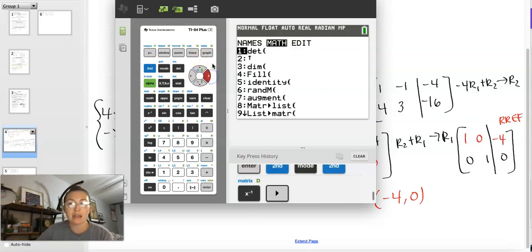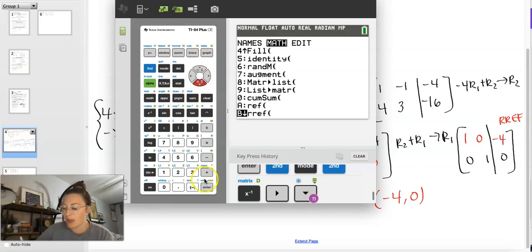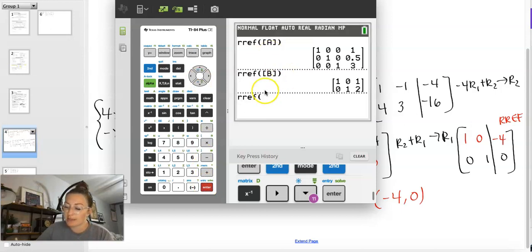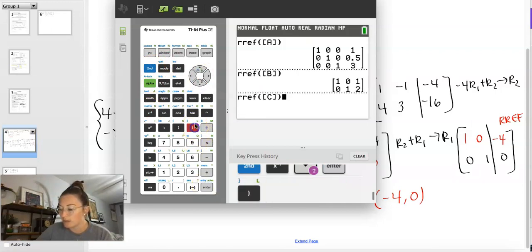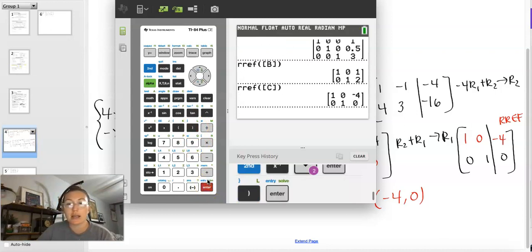We move over to math now. We scroll down to B, R, R, E, F, press enter. We have to tell it which matrix to do, so again we go second matrix, and we choose C. Close the parenthesis, press enter, and we got it right. It's negative 4, 0. Oh, look at that.